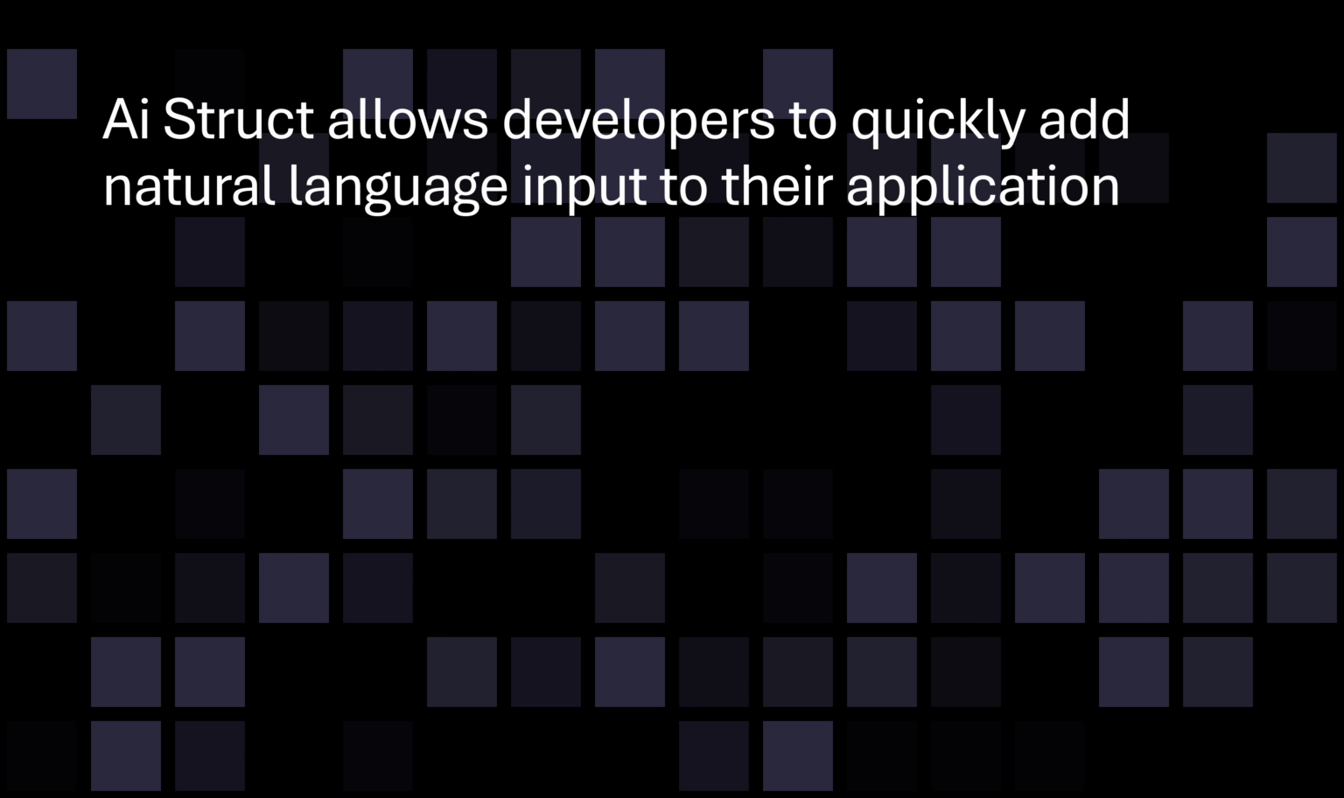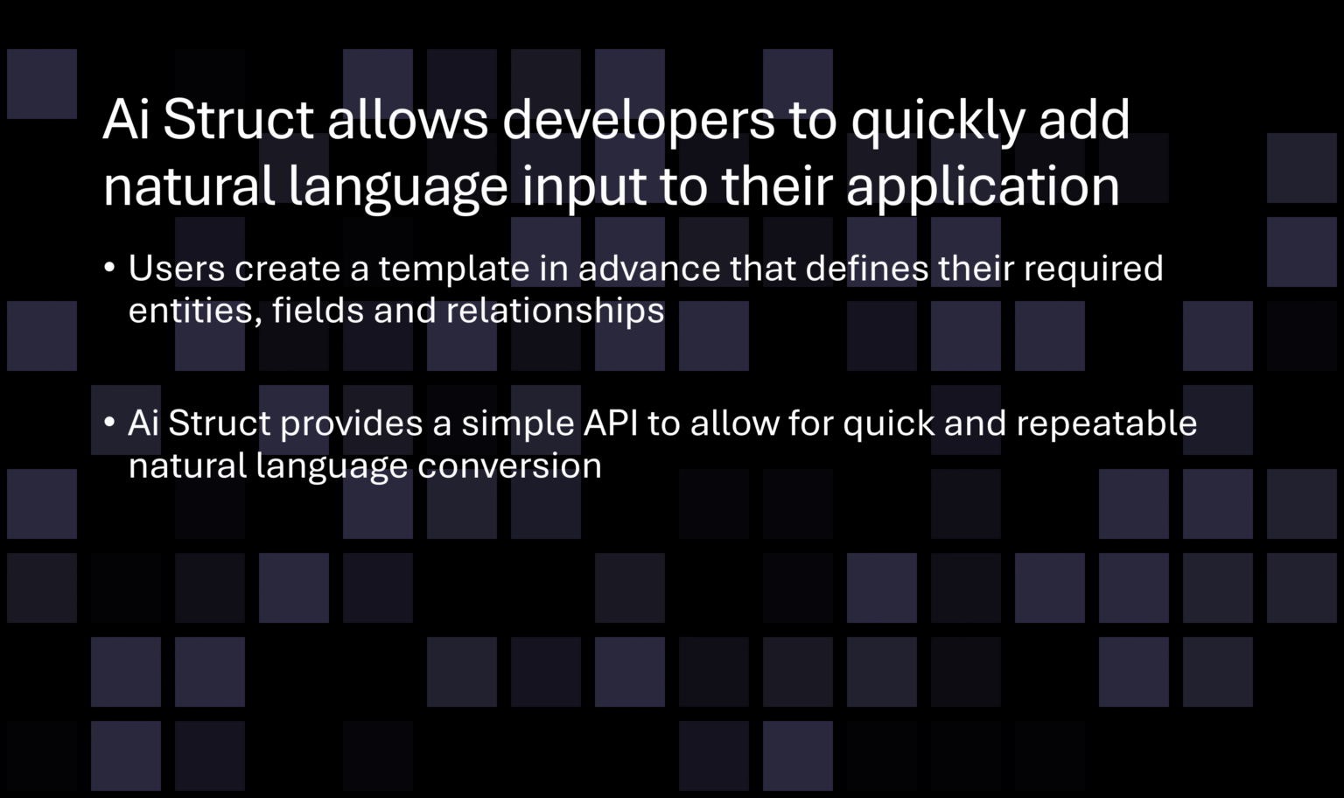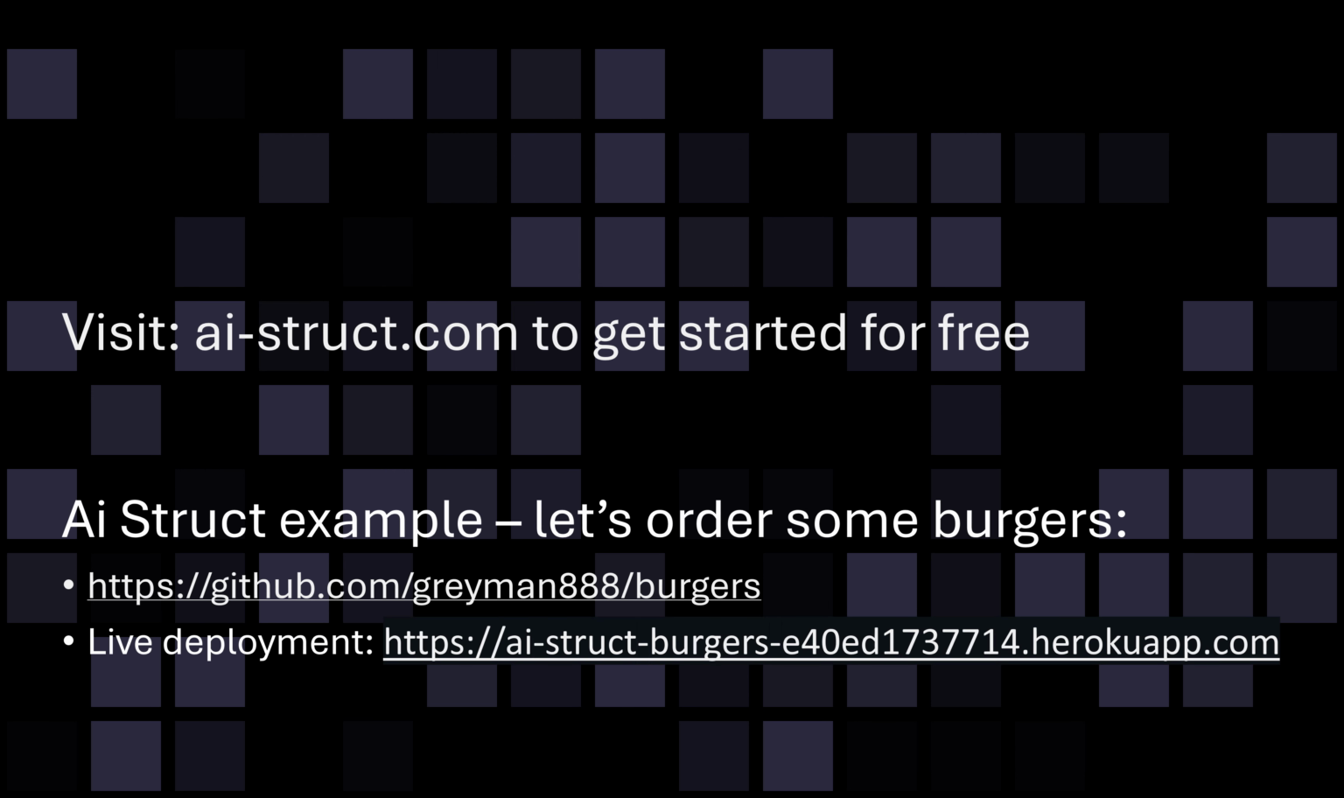So Ai Struct allows developers to quickly add natural language input to their application. Users first create a template that defines their required entities, fields, and relationships. Ai Struct provides a simple API to allow for quick and repeatable natural language conversion. And Ai Struct utilizes all the leading LLM providers, so as their models become quicker and cheaper, so does Ai Struct.